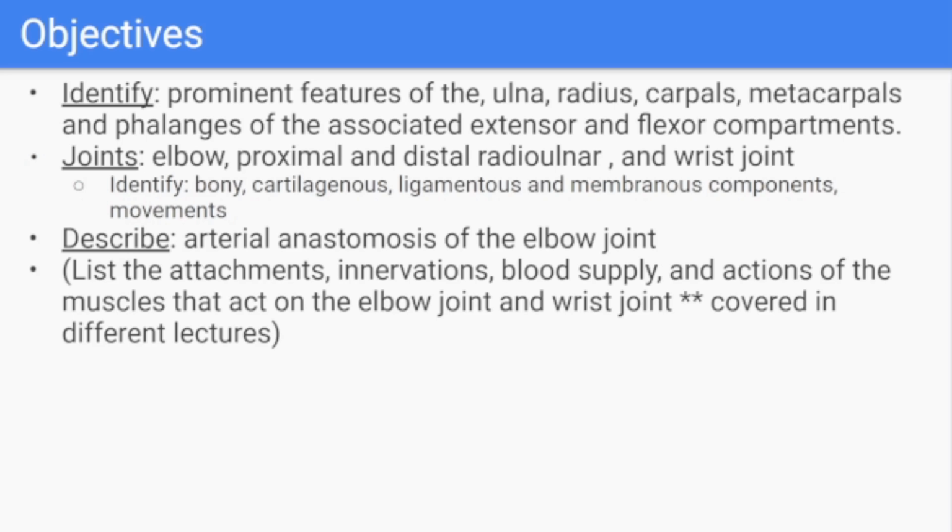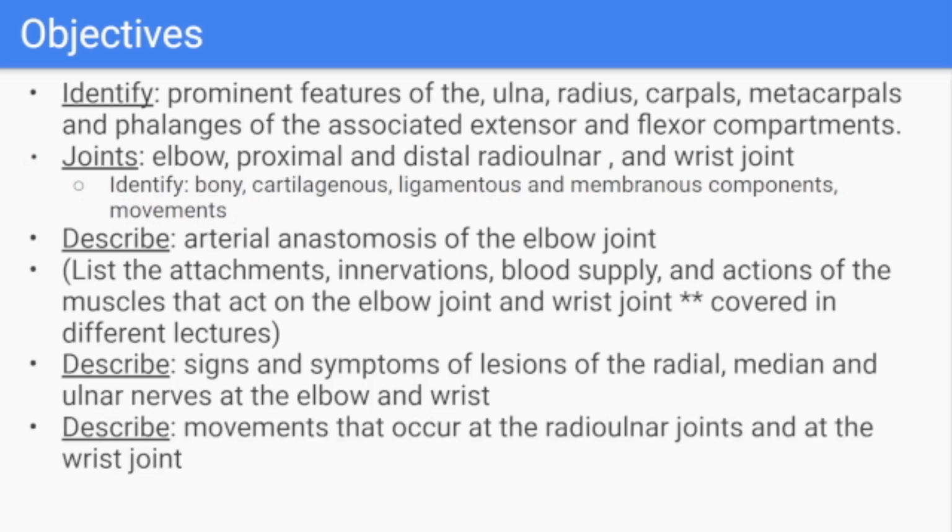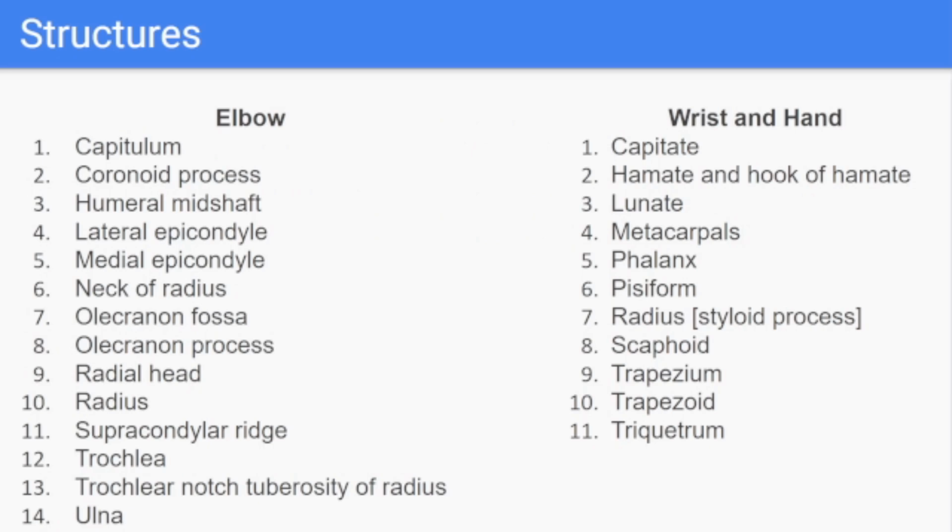And some of that's covered in a different lecture. We're going to describe some of the nerve pathology and movements that occur at these joints. And here is a list of the structures that the medical students are expected to know. I'm not going to read them all. You can pause this if you want.